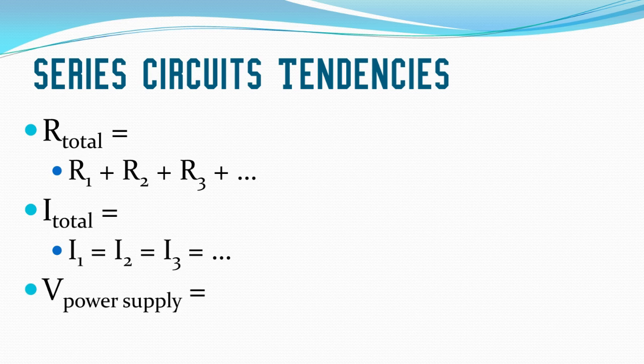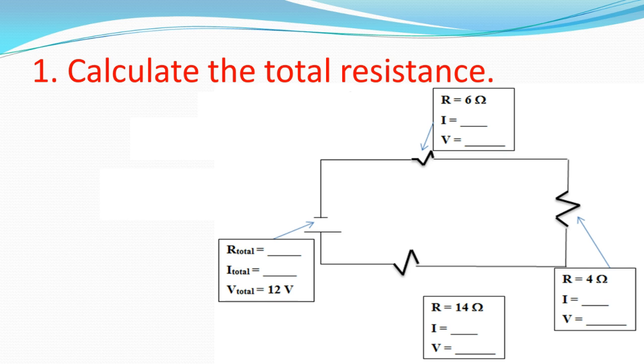We have an example here. I'm going to start by calculating my resistance. I was given my resistors, all 3 of them. Add them up. 6 plus 4 plus 14 gives me a total of 24 ohms. That's my total resistance. Calculate the total current. To do that, I need to use Ohm's law. I know my total voltage is 12. I know my total resistance is 24, so I just need to solve. 12 divided by 24 gives me 0.5 amps. I'm going to write that right in.